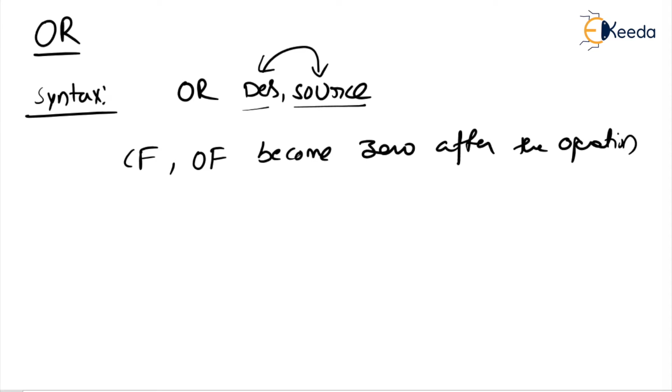Which flags will be updated? Parity flag, sign flag, and zero flag are updated. Right? Now coming to the example.